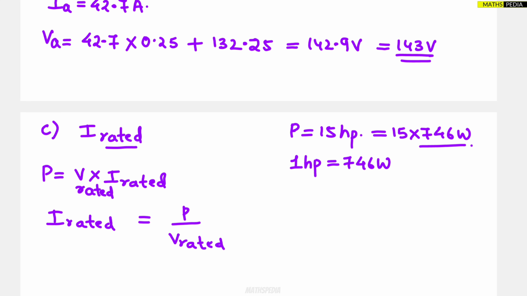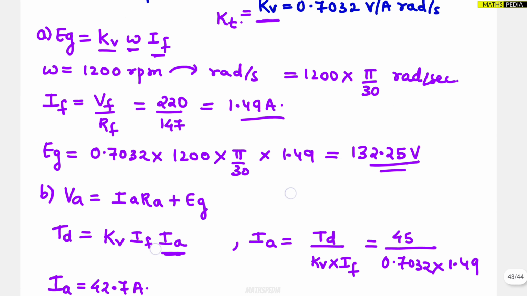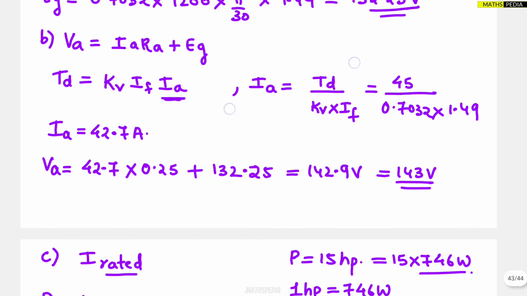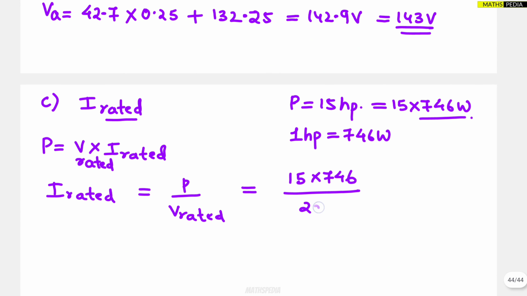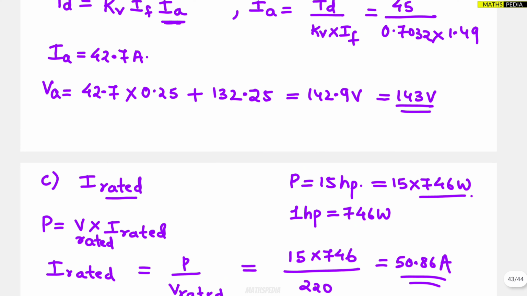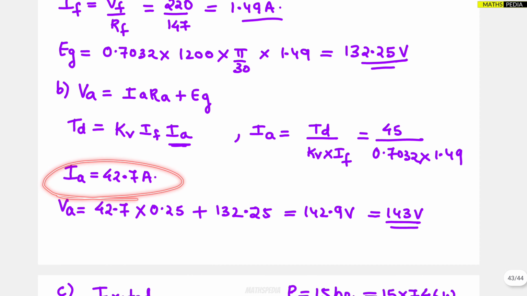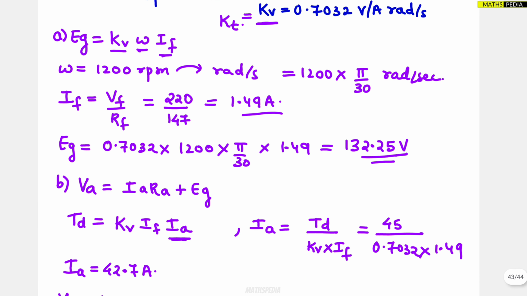What is the V rated value given in the question? P is nothing but 15 into 746, and the V rated value, if you observe, as I have said here, is 220. So you will be getting the answer as 50.86 amperes. So I rated, be careful, I rated is different from IA which we found out here. So this is the final answer. So this is how we have to do it. So remember these formulas. These are very important formulas.